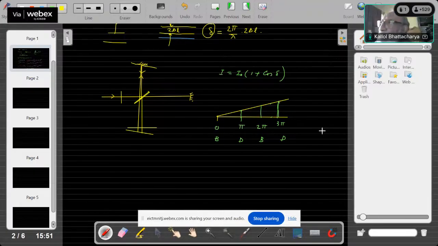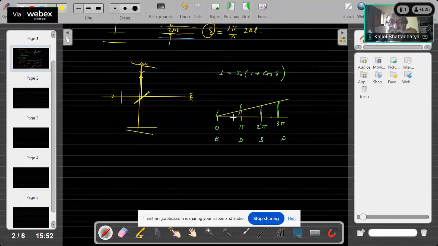When two wavefronts have a varying phase difference, and the variation of the phase difference is of the order of 2 pi or greater, then only we can see fringes. For example, if this is a bright band, this is a dark band, and this is a bright band, then bright to bright is one fringe, and dark to dark is one fringe. This is one period. Right.